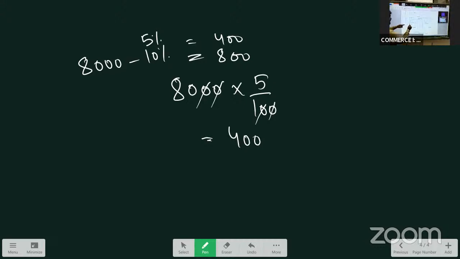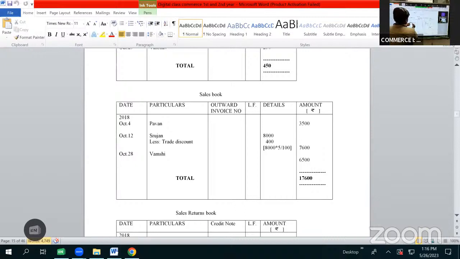So here we have sold goods worth 8,000 to Srujan, and we are allowing a discount of 5%. So 400 will be subtracted from it. So the final amount of 7,600 will be recorded here.